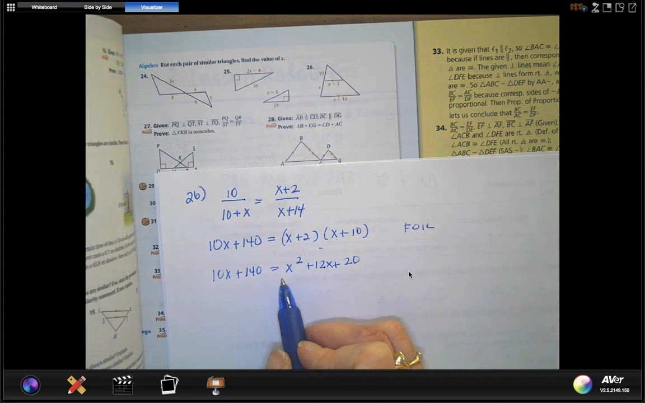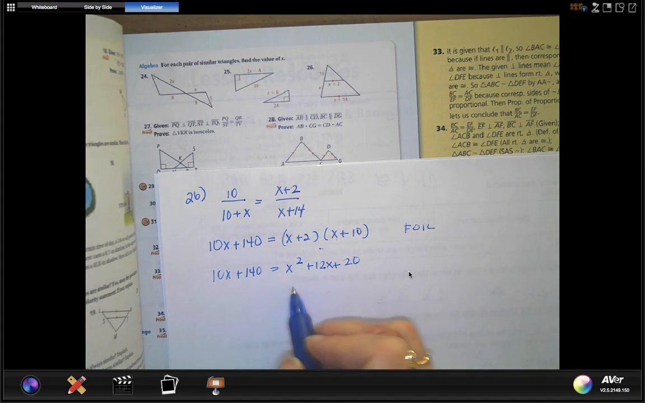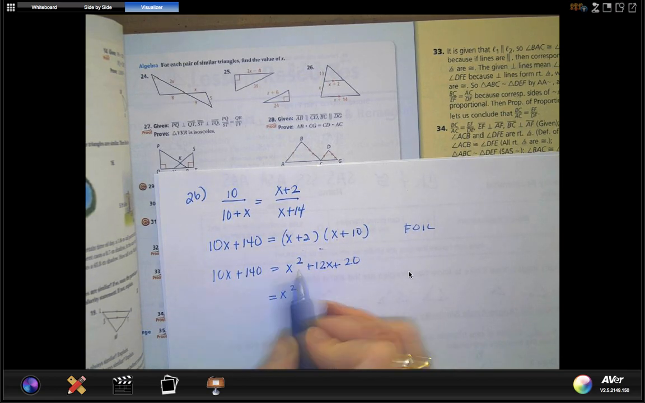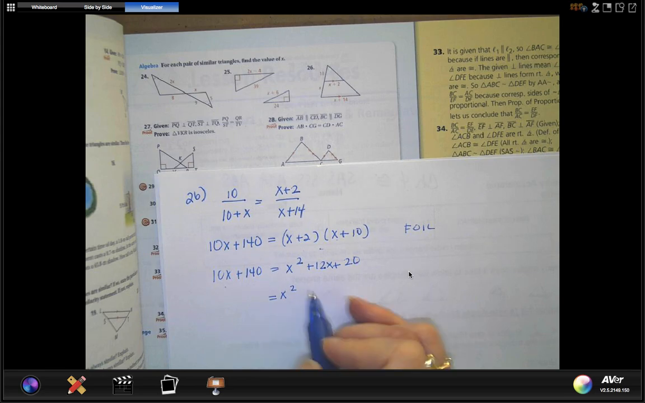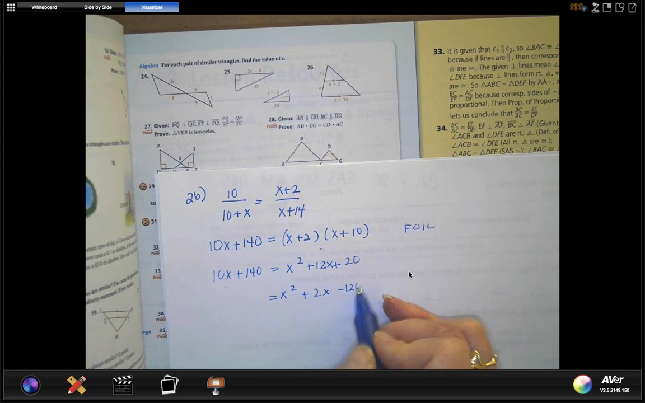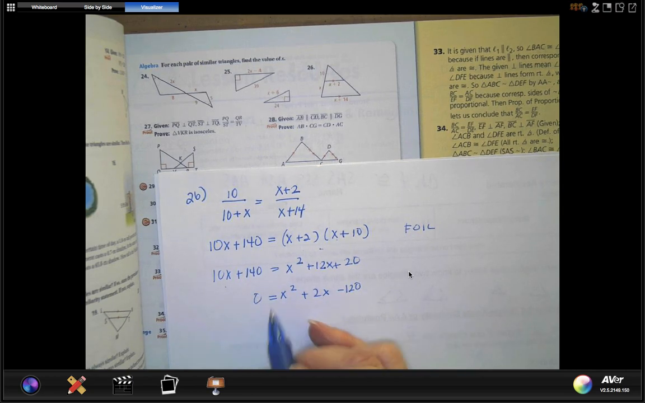All right, so what I want to do is get everything over here, because I have a quadratic. Sometimes the x squares go away, but in this one it doesn't. Subtract 10x, so I just have plus 2x. Subtract 140, so I have minus 120. And this is all equal to 0.